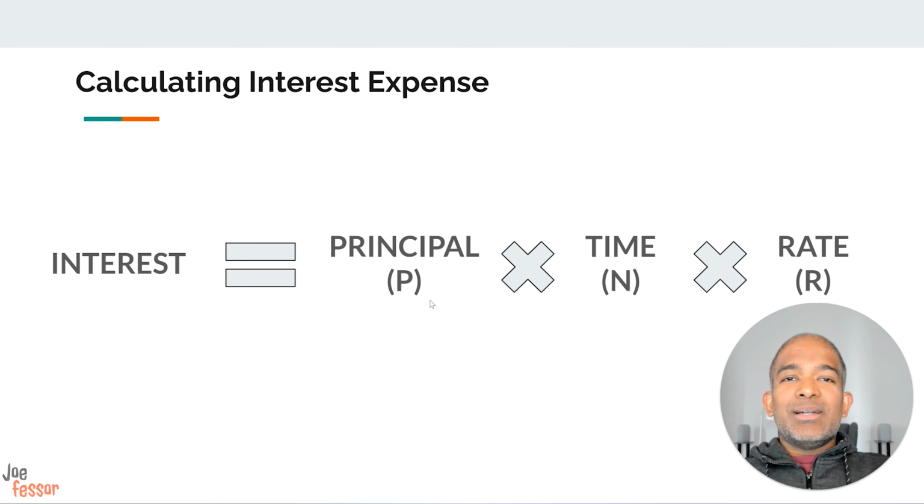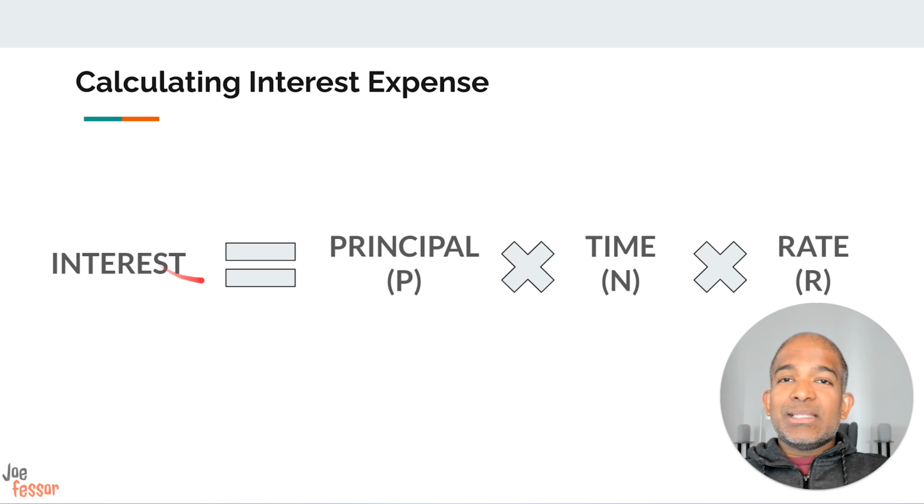Principal, shown here, is the amount of the outstanding loan balance on which interest is calculated. Time represents the period for which interest is being calculated, usually expressed in fractions of a year. So for example, 6 months would be 0.5. Rate, the interest rate, is stated as an annual percentage, which is then converted into a decimal for calculation purposes. So for example, 12% would be 0.12 when it's being used for calculation.